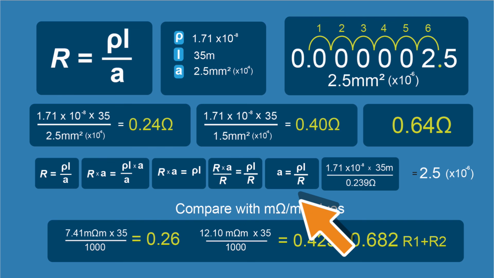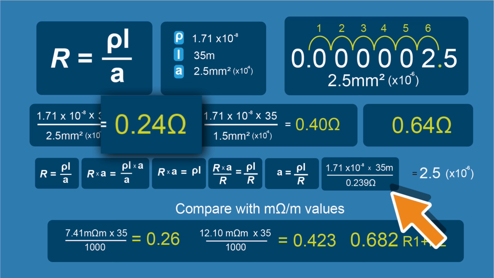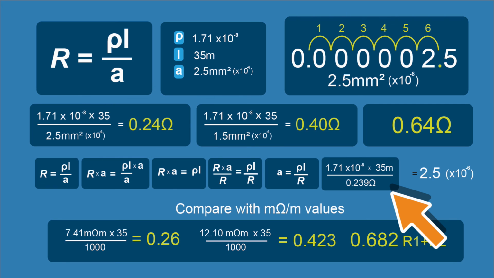A is our cross-sectional area. And I've got an example of getting the cross-sectional area here. We've got the 1.71 times 10 to the minus 8 times 35 meters divided by 0.239. The 0.239 is the resistance reading we took. I put it at 0.24 here. I just rounded it up. And if we put it through the calculator, we get 2.5 millimeter squared. Brilliant. Don't forget this is 0.239 times 10 to the minus 6 to get to the right values.